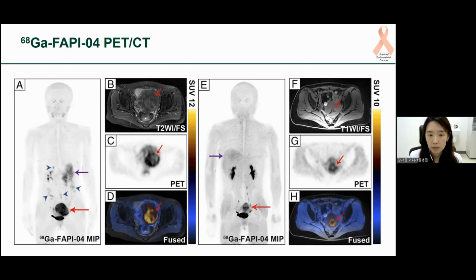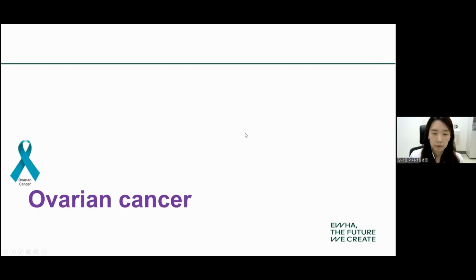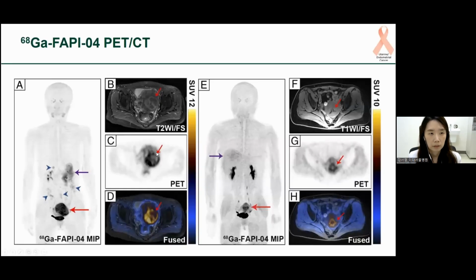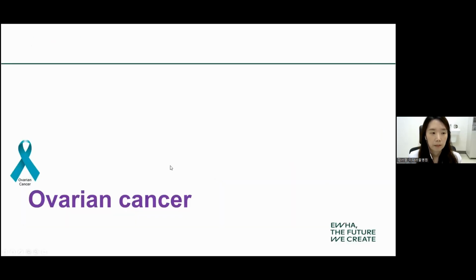So in the previous slide, I showed a variety of physiologic uptake or pitfalls of FAPI PET. And you can see that uterine myomas also have increased FAPI uptake, along with some inflammatory changes and fibrosis. Okay, so that is the end of uterine cancer. Now let's move on to ovarian cancer, the final cancer for today.